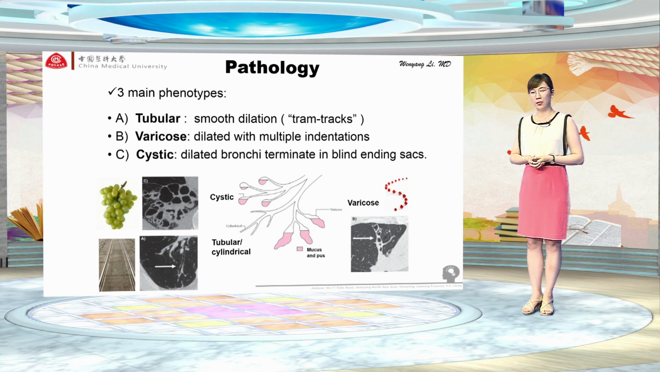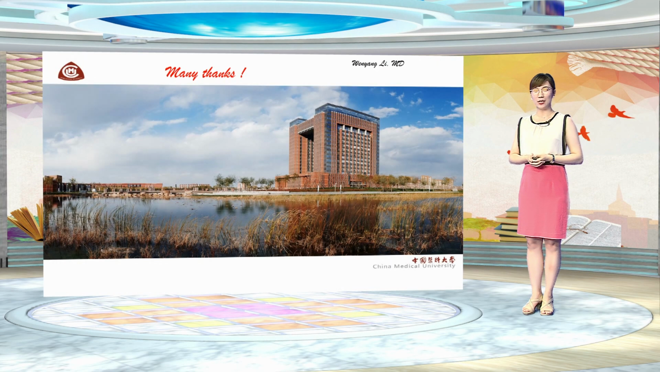So just remember, three main phenotypes of bronchiectasis: tubular, varicose, and cystic. That's all for this lecture.